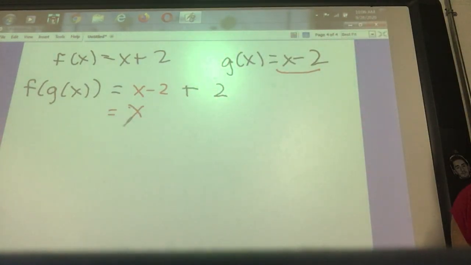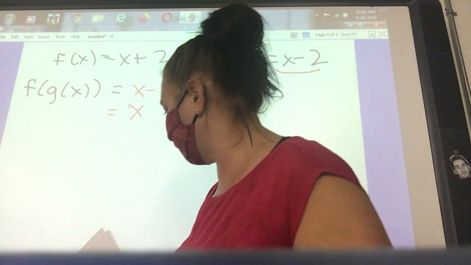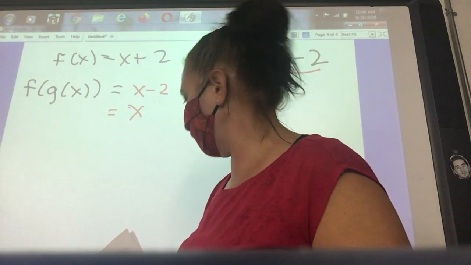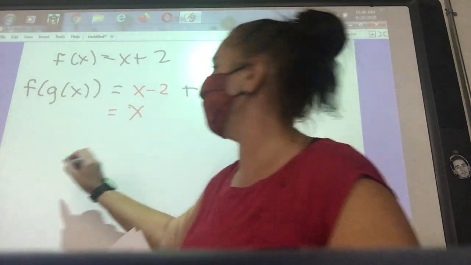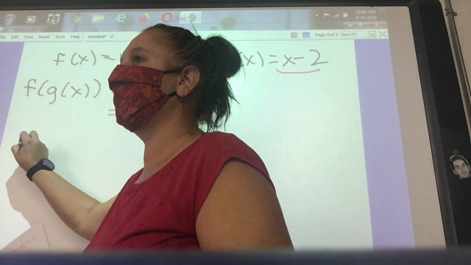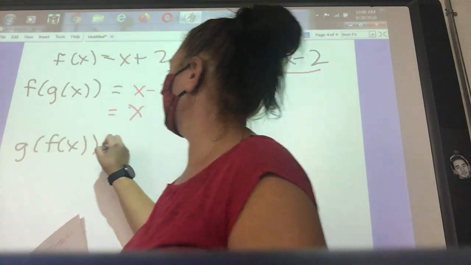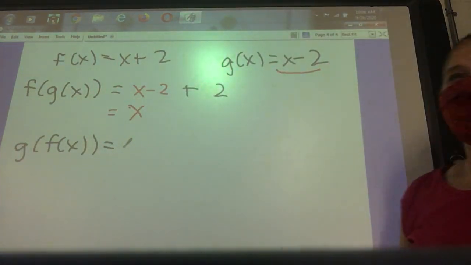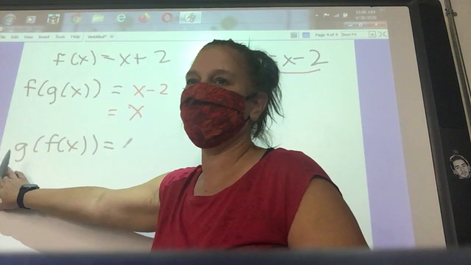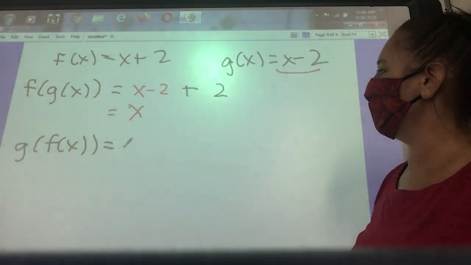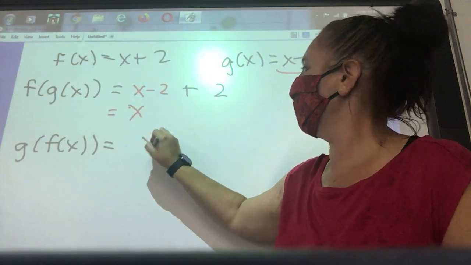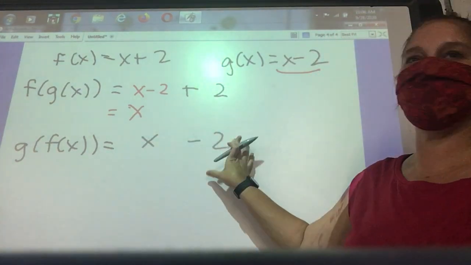Have we proved that they're inverses? No, we have to show, what do we have to show? We just showed that f of g of x is x, but we also have to show that g of f of x is also x. So now we're putting the f function into the g function. Danny, what's the g function? X minus 2. That's the g function.